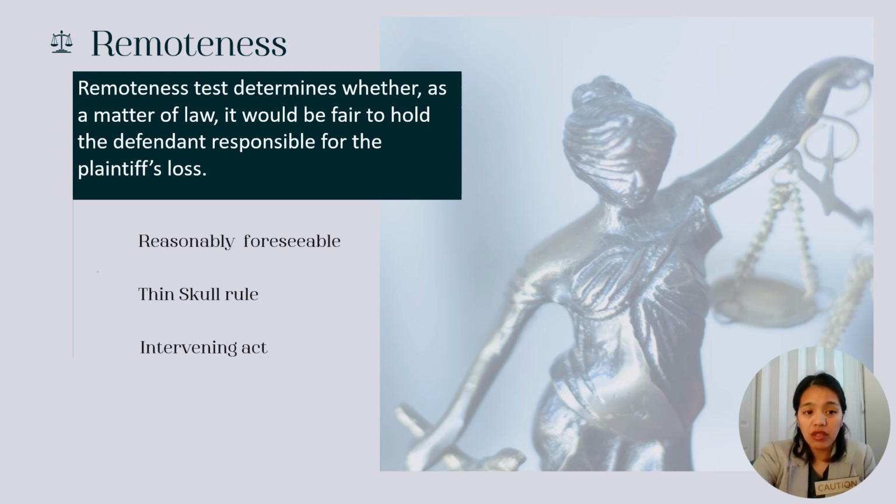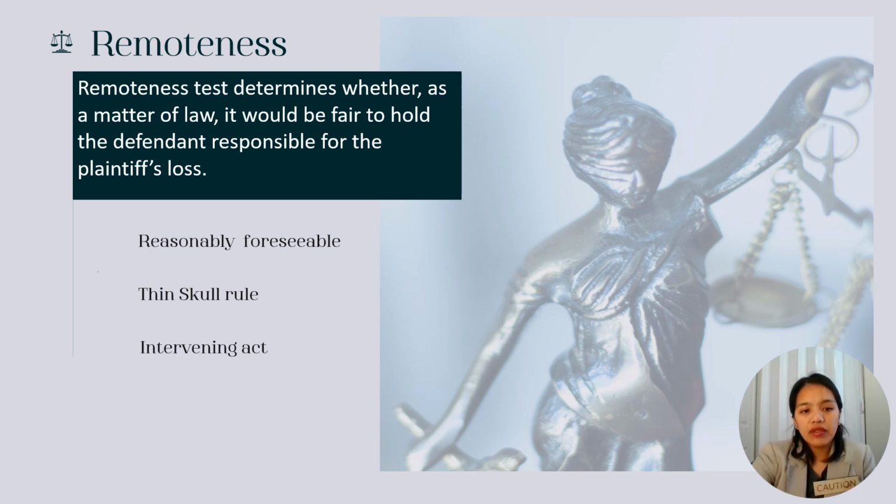So there are three things that we have to consider in remoteness. Number one is reasonable foreseeability. And number two is the thin skull rule. So the thin skull rule applies if the plaintiff was unusually vulnerable to injury. The thin skull rule makes the defendant liable for the plaintiff's injuries even if the injuries are unexpectedly severe owing to a pre-existing yet stable condition.